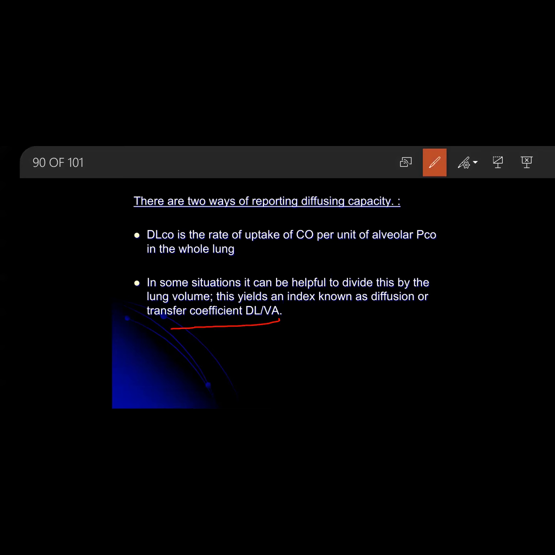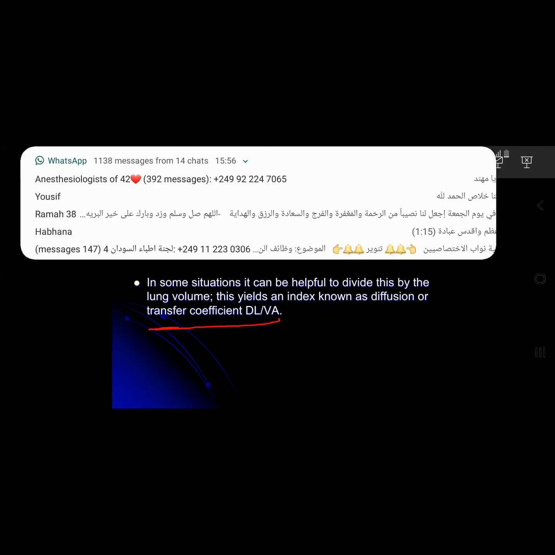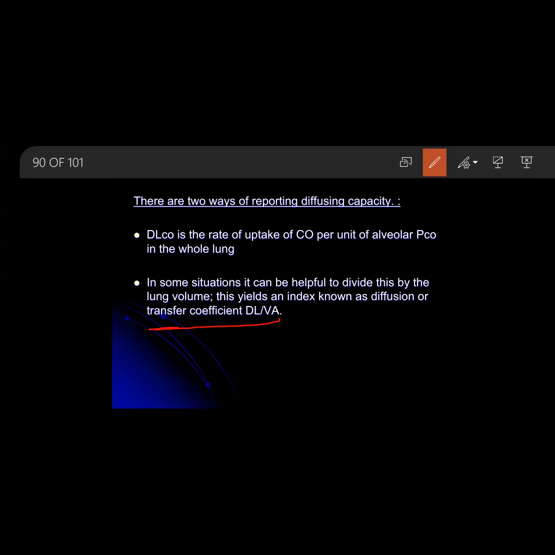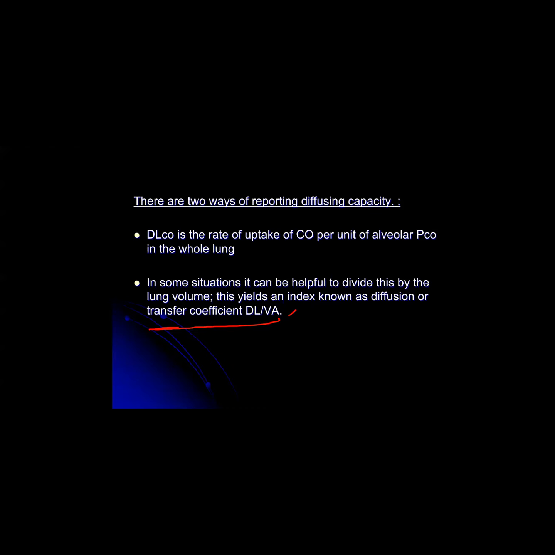Diffusion or transfer coefficient is equal to the lung diffusion of carbon monoxide divided by the alveolar ventilation. Both of them are used differently clinically. In practice, they are useful in separate situations.